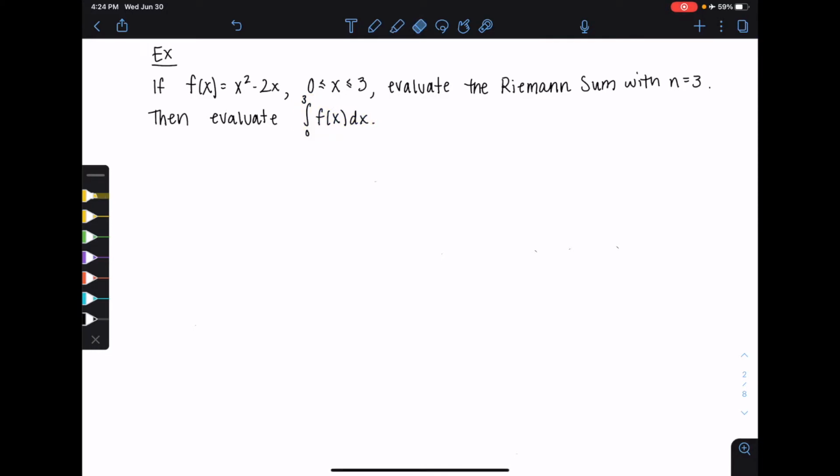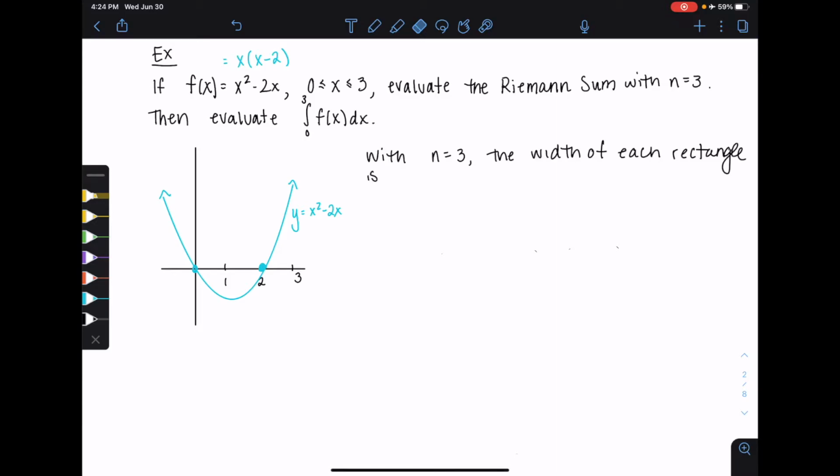So first and foremost, if you want to consider graphing these, you can take your time to plot this, but both of them have an x in common, so you can factor that out. If you plug in 0, you're going to go through the x-axis. If you plug in 2, you're going to go through the x-axis. So you really have a nice parabola. It opens upwards. Okay. If I want to approximate this with 3 subintervals, that would be n equals 3.